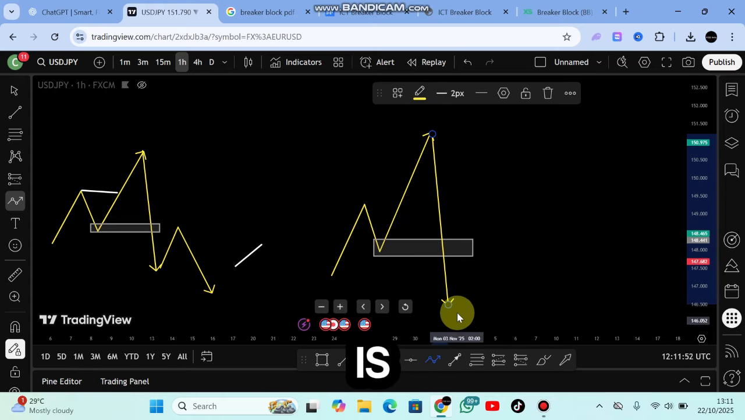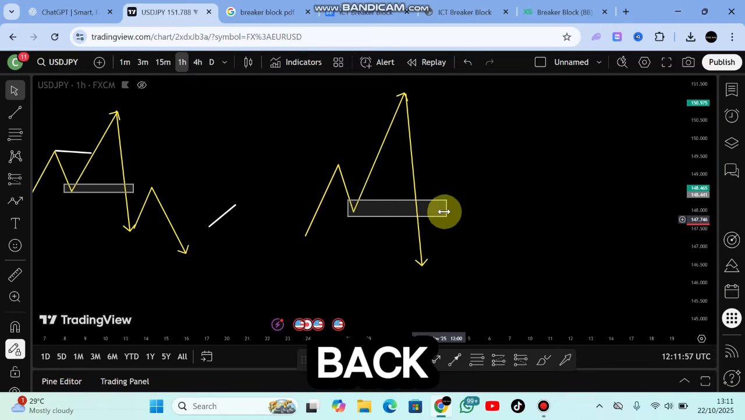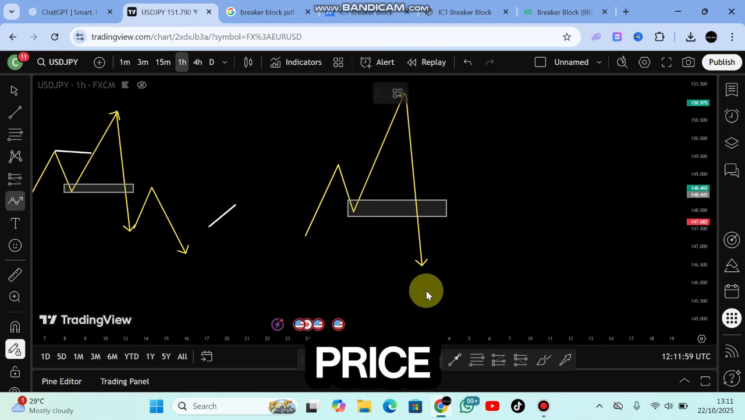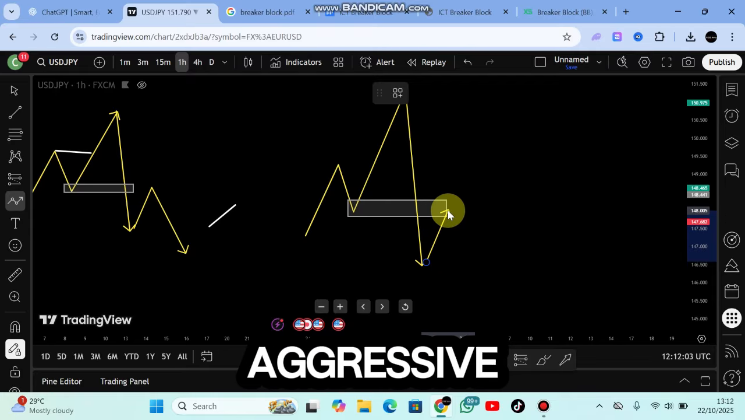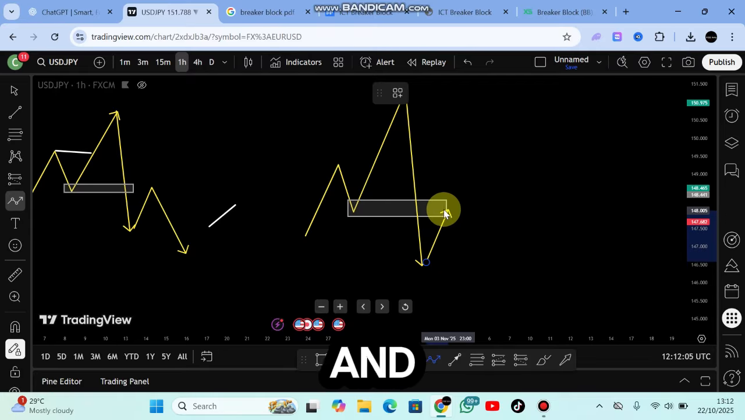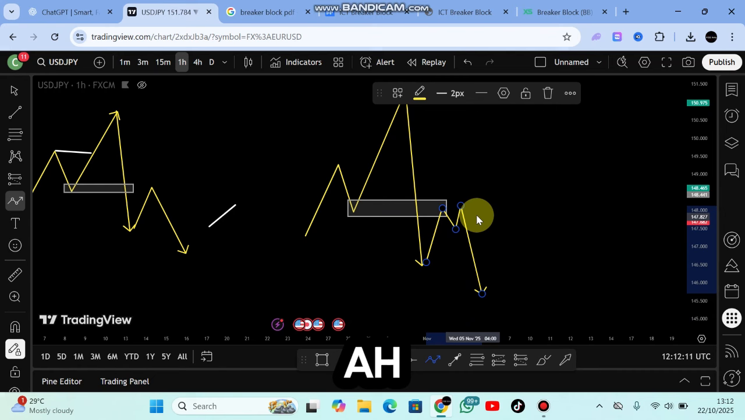So what you should be doing is waiting for price to come back and retest this. Once price comes back and retests this, you can enter your trade aggressively, or go to a lower time frame and wait for a break of change of character to the downside. Then you can take your trade. Simply, it is done.